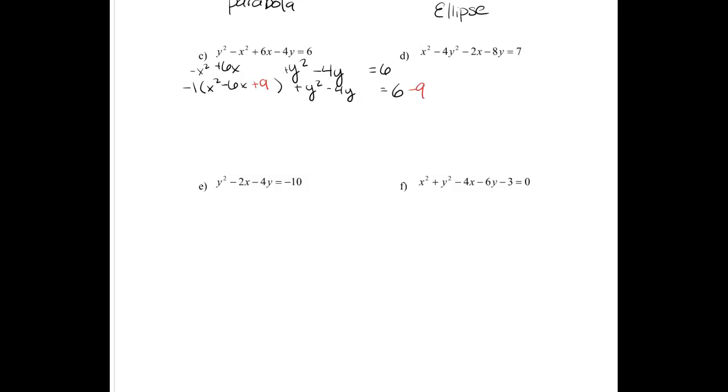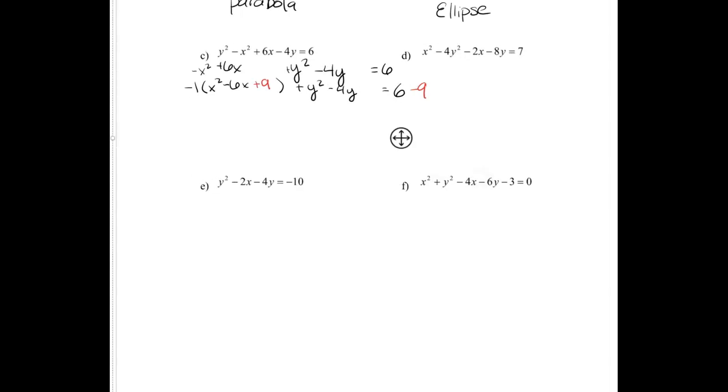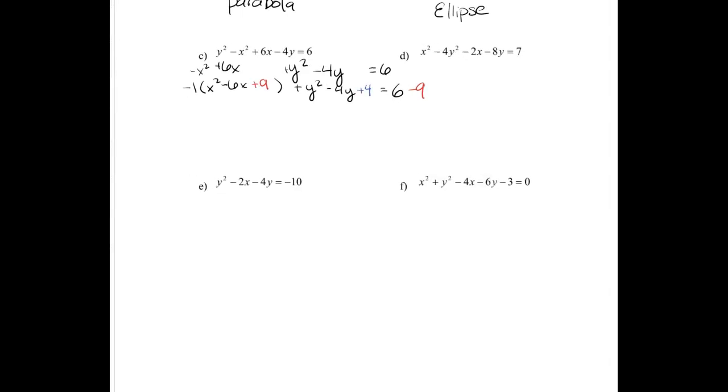Alright, and I also need to complete the square for my y's as well, so I'm going to look out in front of my plain old y term. I'm going to slice that number in half, so -4 divided by 2 should be -2. -2 squared should give me a +4, so I want to add a +4 to both sides because there's nothing out in front for me to distribute.